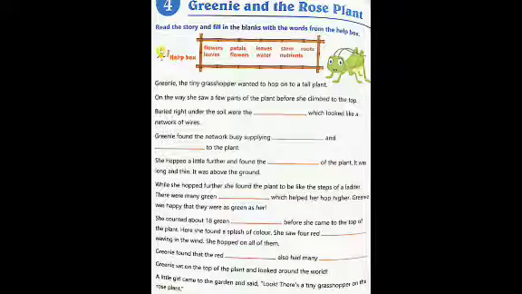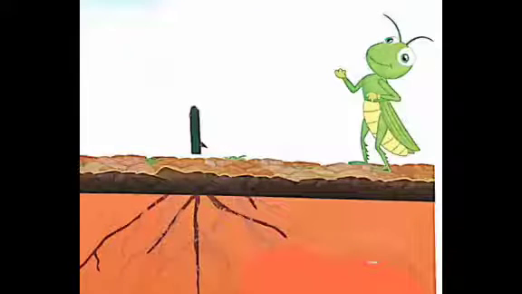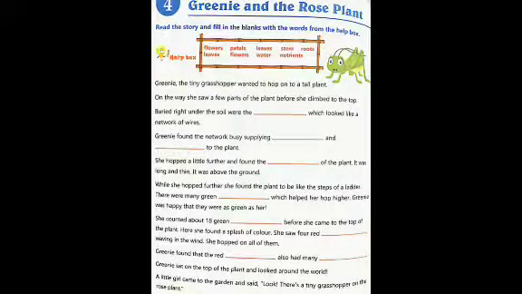Buried right under the soil were the blank space. They have a blank space which looks like a network of wires. We have to fill in that blank space. It looks like a network of wires. That's the first point.